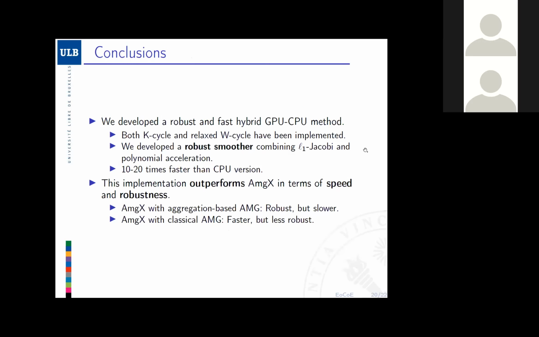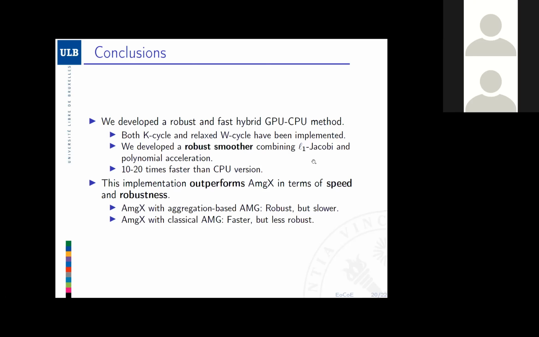So now that we have seen the results, we can see that we have developed a robust and fast hybrid GPU-CPU method. And both K cycle and relaxed W cycle have been implemented, and we have seen that their efficiency is pretty similar. So the fact of not executing dot products has not impacted very much. The relaxed W cycle is quite faster when the number of iterations is similar.